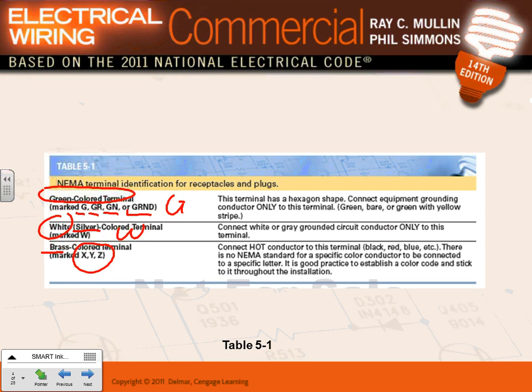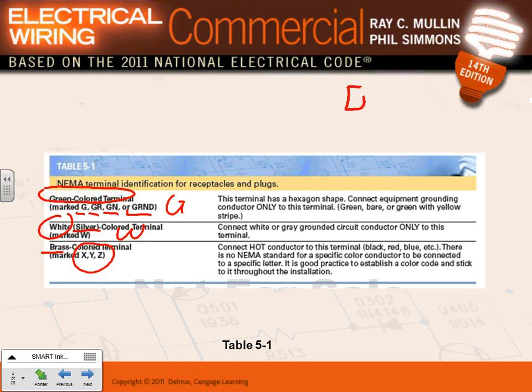You don't have to memorize this, but when you're looking at a receptacle, any terminal that's green is going to be for the grounding conductor. Any terminal that's silver is going to be for the white conductor, which is a grounded conductor. And any terminal that's brass is going to be for any of these hot conductors.